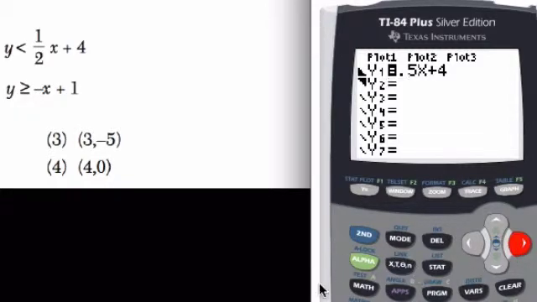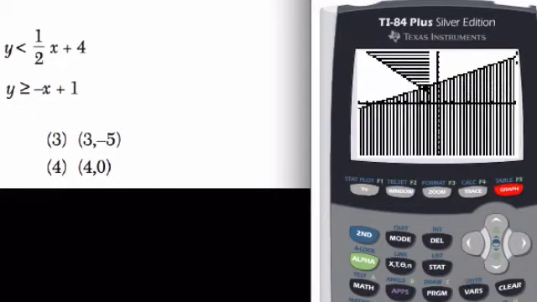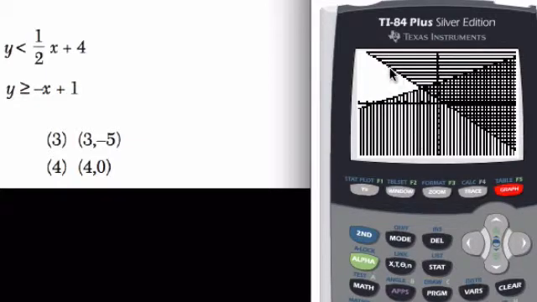So y is greater than or equal to negative x plus 1. Enter, and we graph. Here you can see that the solution for both inequalities is the area where the shaded region is darkest. That's because it's where both lines have a shaded region.